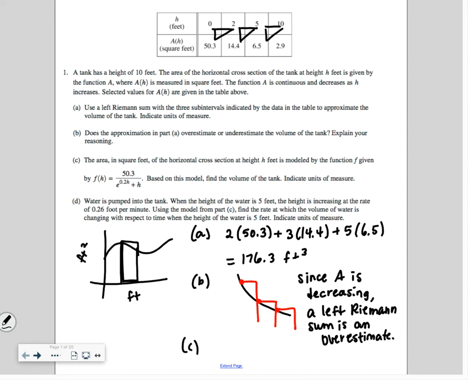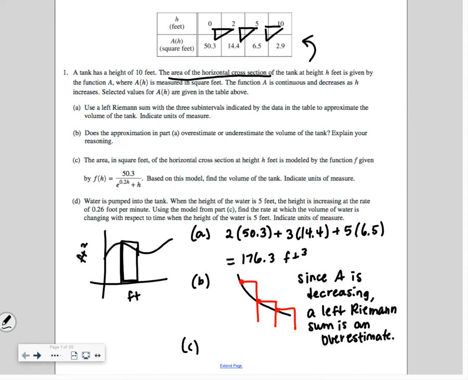All right, part C. The area in square feet of the horizontal cross-section at height h feet is modeled by the function f, given by f of h is equal to 50.3 over e to the 0.2h plus h. Basically, previously the area of the horizontal cross-section came from this table. Now we have this function that's approximating this table. It says, based on this model, find the volume of the tank.